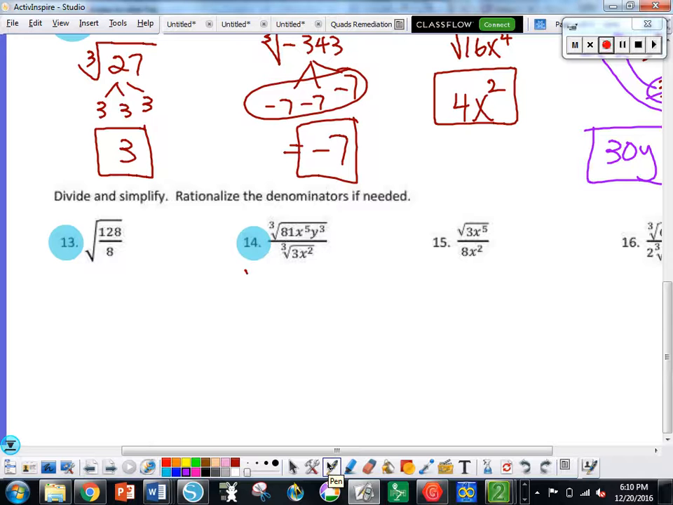Okay, what's 13? Like I said before, we simplify inside the radical first, and 128 divided by 8 is 16, which equals 4.